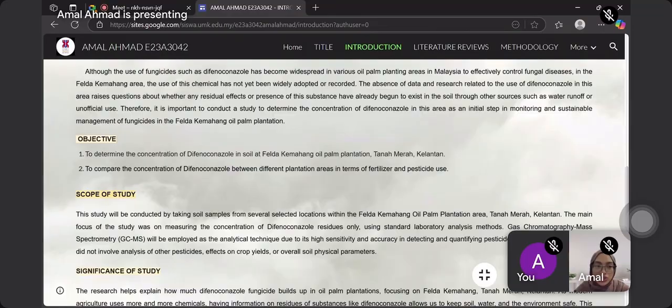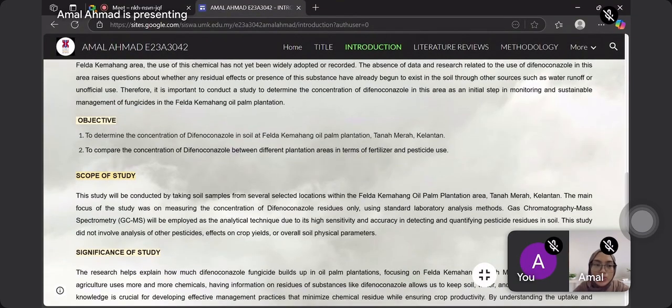So my objective is to determine the concentration of difenoconazole in soil at Felda Kemahang oil palm plantation, Tanah Merah, Kelantan. And two is to compare the concentration of difenoconazole between different plantation areas in terms of fertilizer and pesticide use.